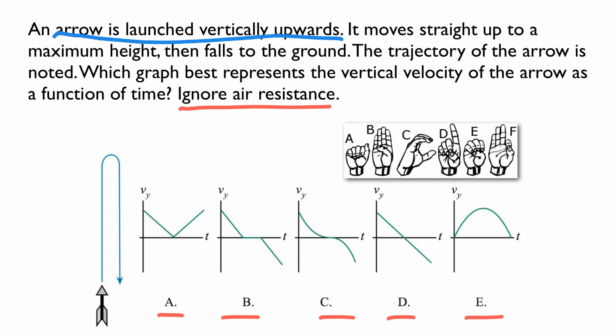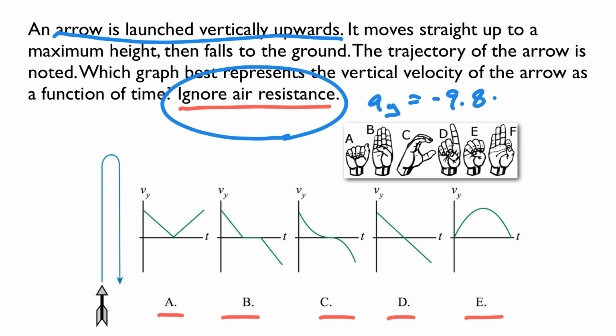Well, we're told you can ignore air resistance. So what that means is the arrow is in free fall. And if you're in free fall, the acceleration is negative 9.8 meters per second squared. And so that means the slope of the velocity versus time graph is going to be constant. And so we're looking for a graph with a constant slope. And there's only one here, and that's graph D. The velocity is continually changing. And so we're going to get the velocity starting out positive, going to 0, and then going negative. The change is always negative.